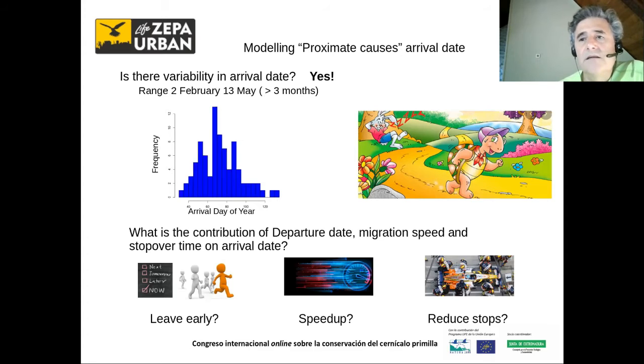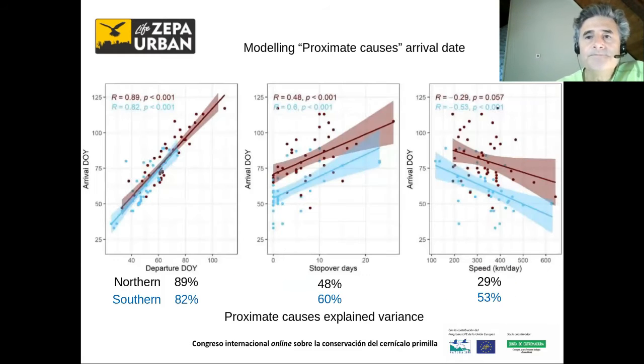The fact is that it is not only that you can travel faster that you will arrive first. So which are the different contributions to this early arrival from departure date, migration speed, and stopover time? Because to arrive early, you could just leave early, or you could speed up during your travel, or you could reduce the number of stops.